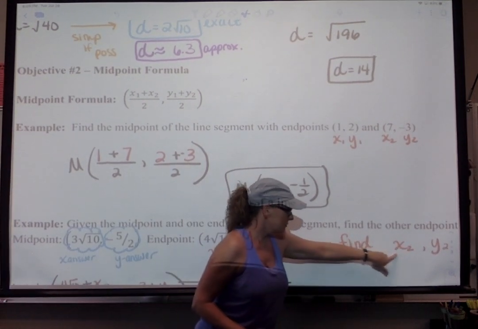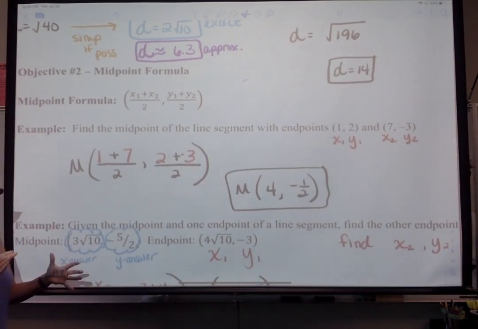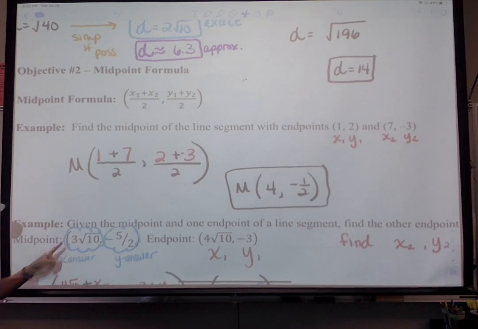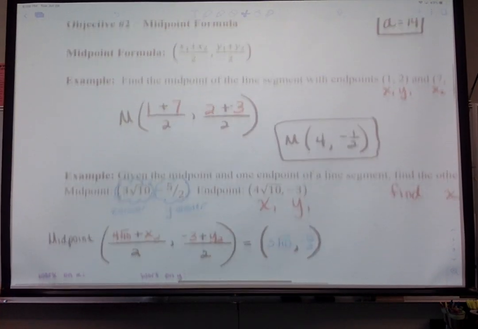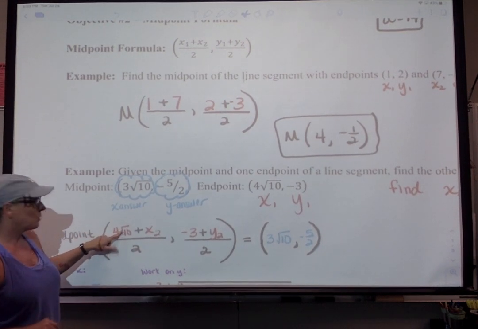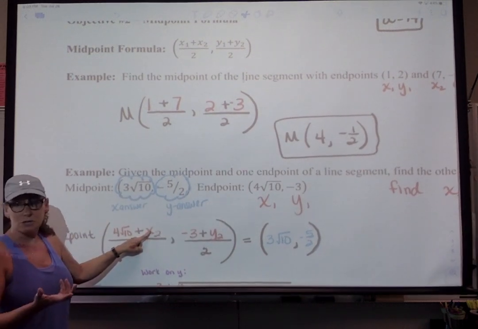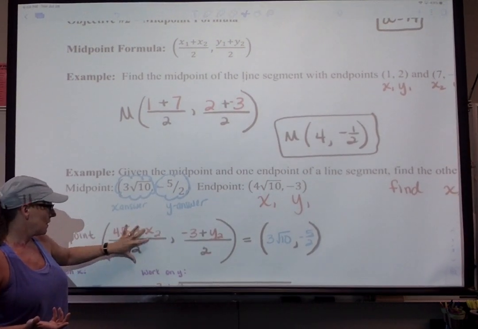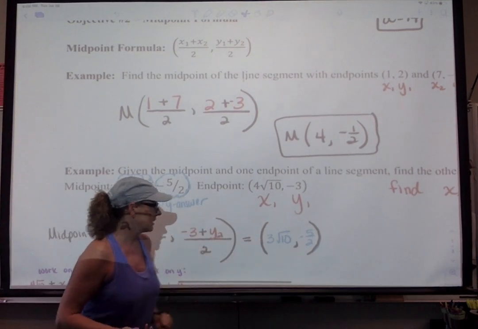I'm going to write this for x2. I'm going to do the formula on it, and I'm going to say, when I do my x's, this is what I get. Okay, so x1 plus x2, we don't know what that is, divided by 2. That's supposed to get me 3 radical 10.